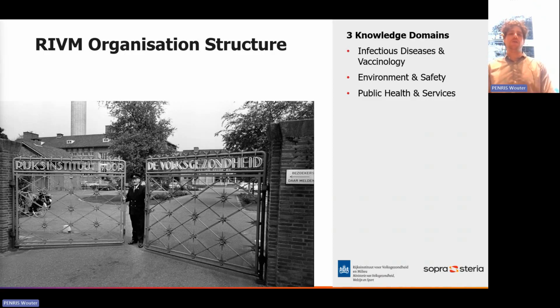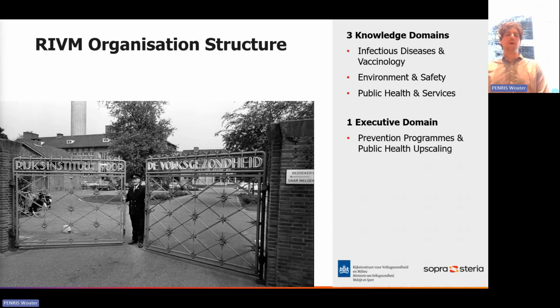So first of all, this is infectious diseases. Secondly, it's the environment and safety. And third, it's the public health and services. So this is also something about lifestyle sharing. So for example, if there's a research about obesity, then this will be shared to the public, or you can read about it in the news.